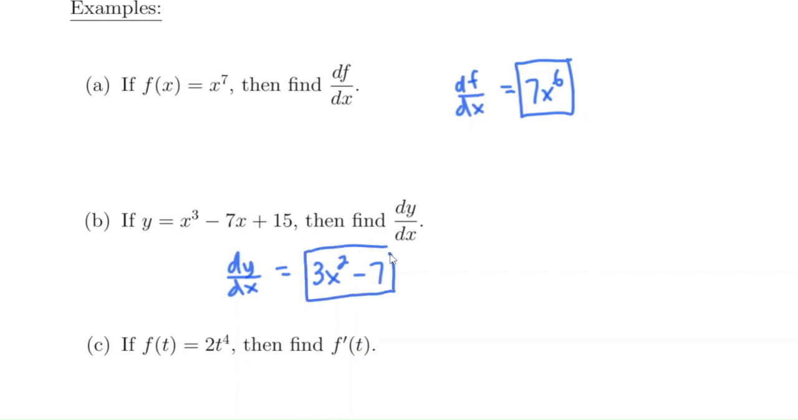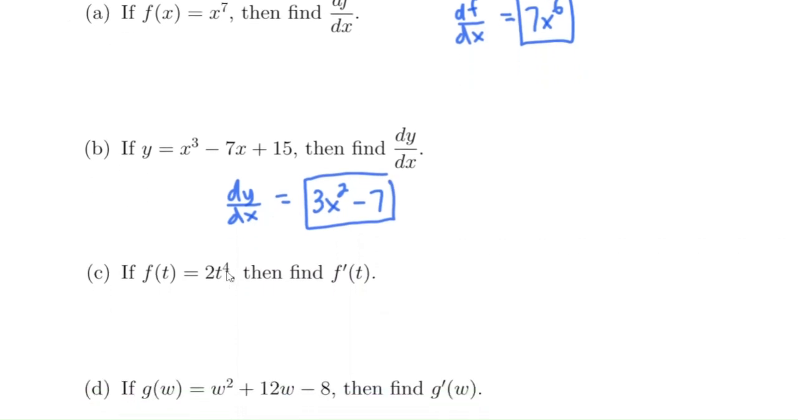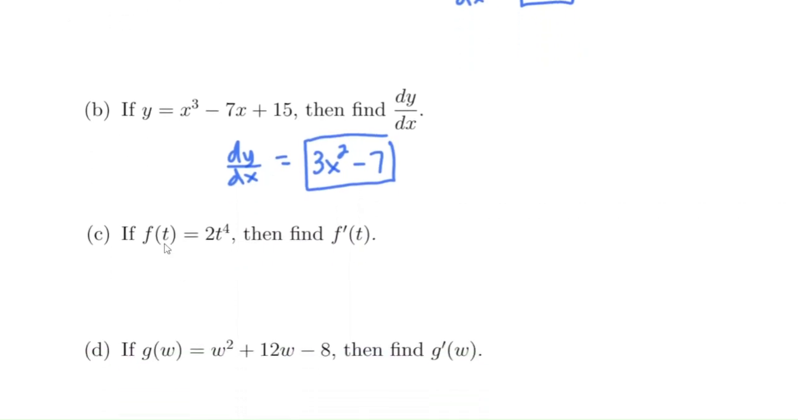We don't even have to write it. Okay, now, sometimes you're given a different variable instead of f, or instead of x. What if you have f of t equals 2t to the 4th? What is f prime of t? Well, f prime of t is going to be 8t cubed. Now, this could also be written as df dt. You wouldn't write df dx, you'd write df dt. But f prime of t, or df dt, is going to be 8t cubed. So we just have a different variable here.